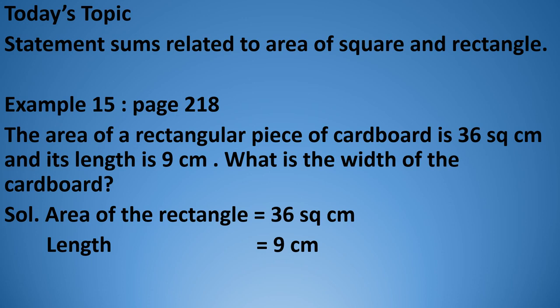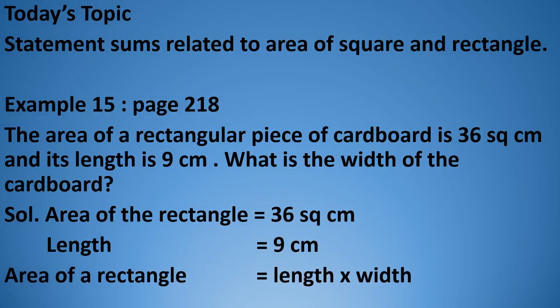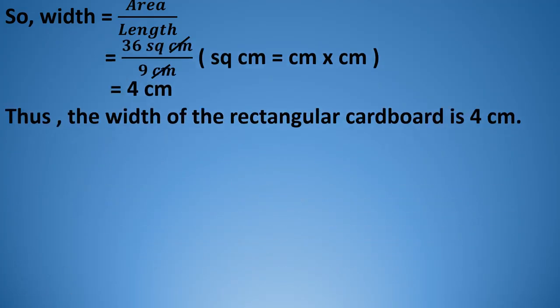What is the width of the cardboard? Width means breadth. So we know that area of a rectangle is equal to length multiplied by breadth. So what is breadth equal to or what is width equal to? Width equal to area divided by length. Area is given to us 36 square centimeter and length is given to us 9 centimeter. Okay, now see, square centimeter means centimeter multiplied by centimeter.